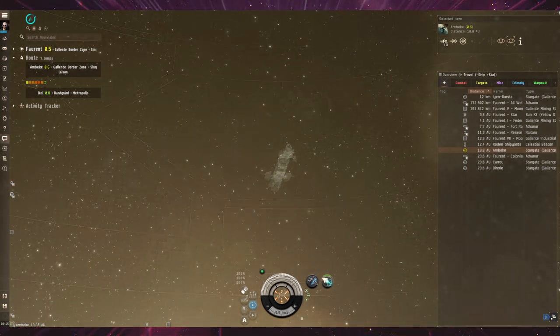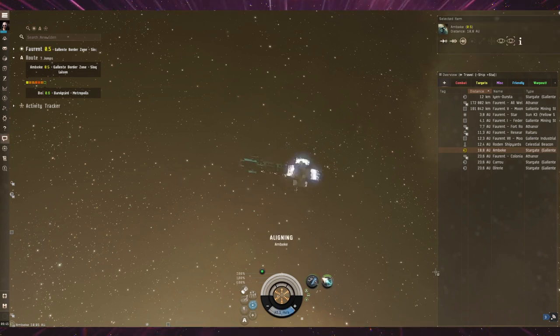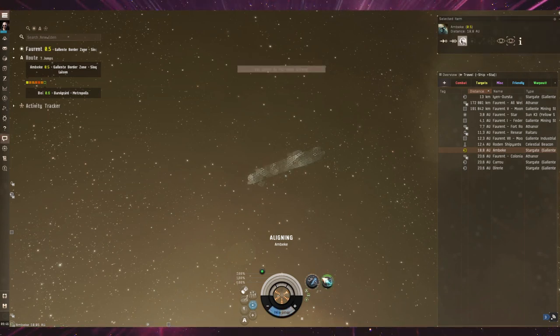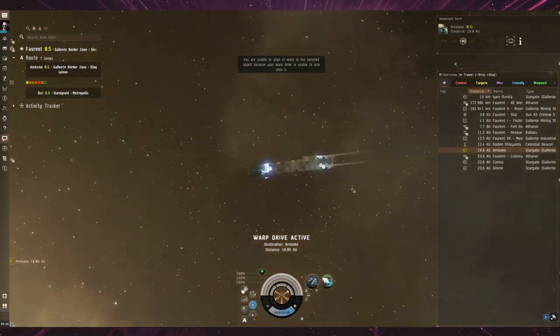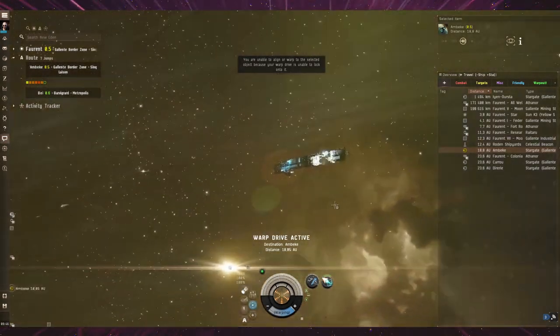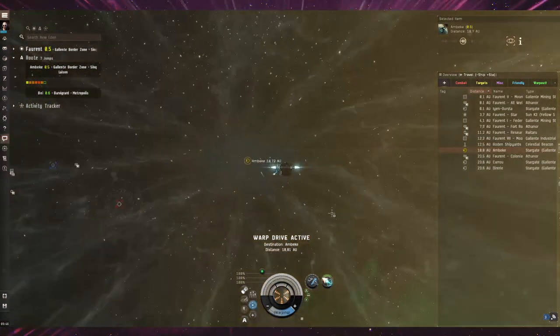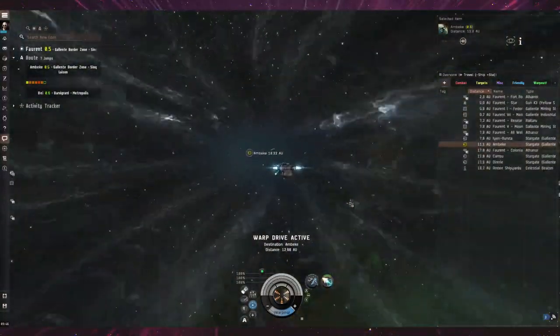So again, we do have the target there. So we align, cloak, micro warp drive. We wait until about 75% is done, and uncloak and spam jump. And we are already warping when we are starting to uncloak. It's not that hard.